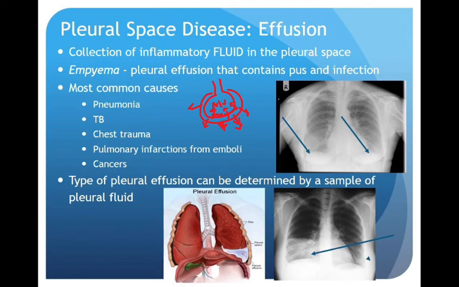If your capillary is leaky, stuff is going to leak out of it and create pulmonary edema and effusions. So you'll get infiltrates and you will get effusions. Infiltrates is going into the alveoli. Effusions is coming out into the pleural space.